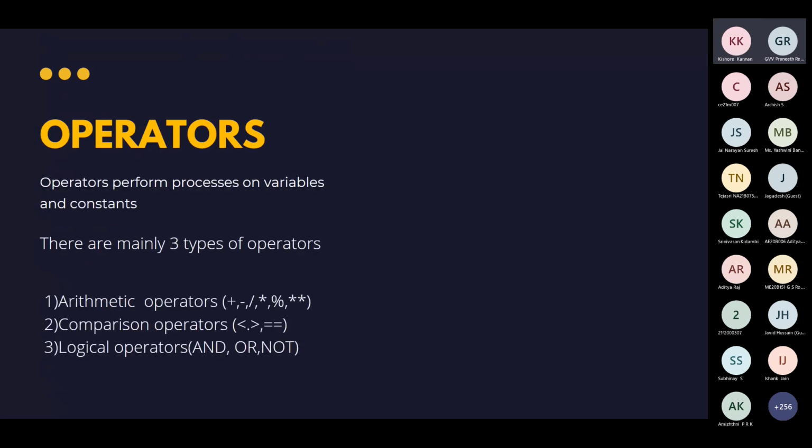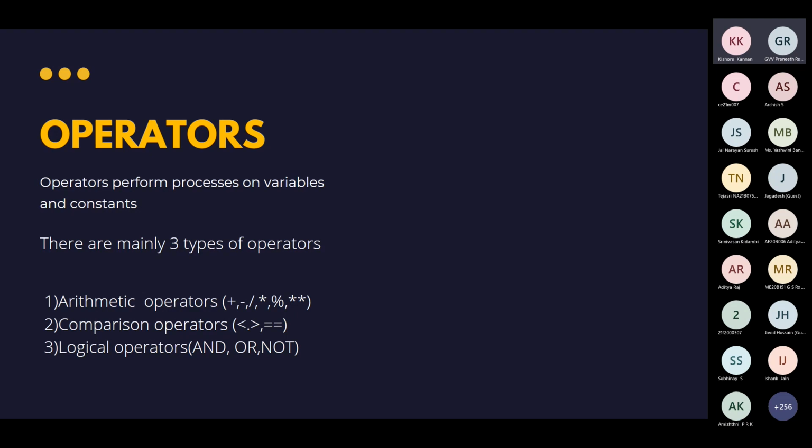And coming to operators. Now we have variables. What do we do with the variables? We can perform operations on them. So we have three classes of operators. They are arithmetic, which is just basic addition, subtraction, multiplication, division; comparison operators, for comparing the values stored in the variables; and logical operators, to check two or more conditions.